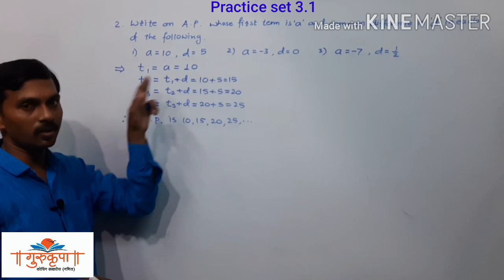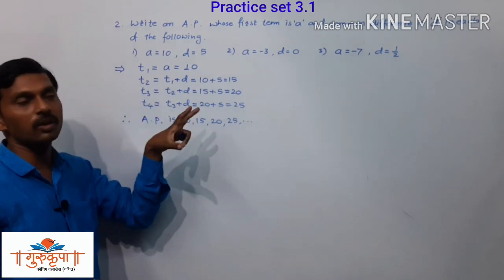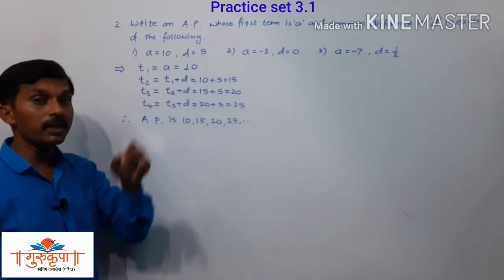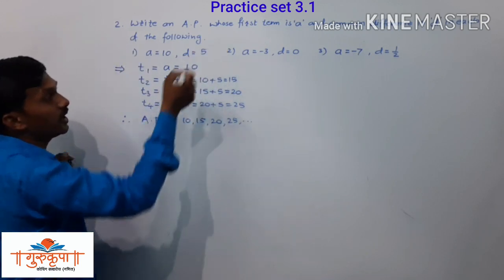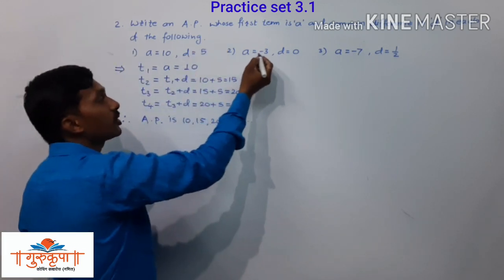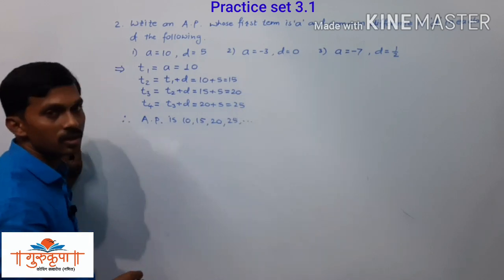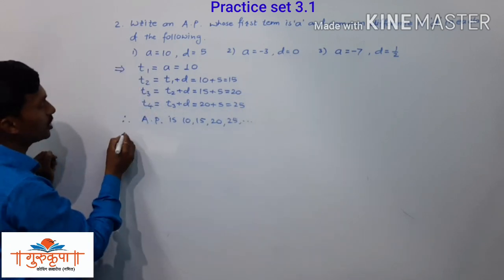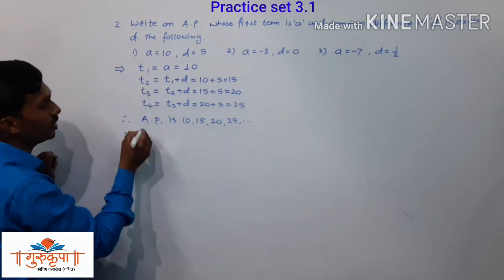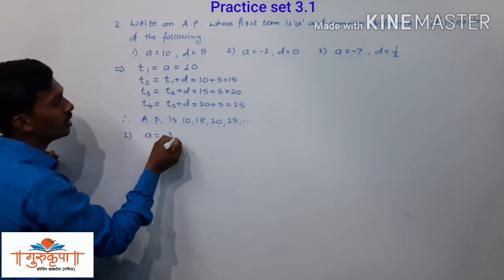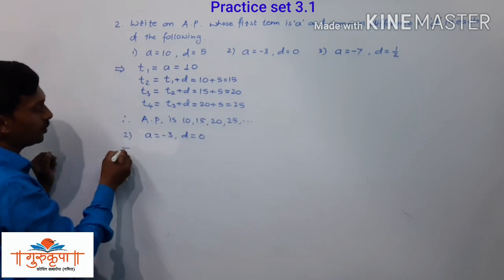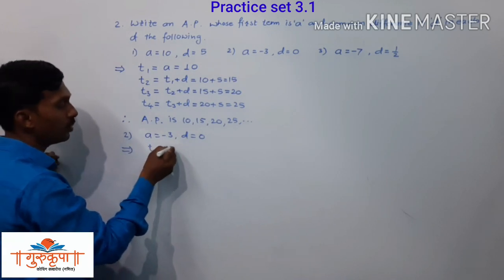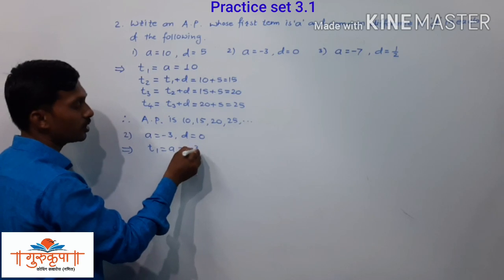No need to get all the terms, and we are not getting all the terms since there are infinite terms in the AP. Now here we will solve the second example. Here we have given first term minus 3 and common difference 0. Here we have to write the answer of the second question. In the second question we have given A is equal to minus 3 and D is equal to 0. Now here we will get the first term, that is T1 is equal to A is equal to minus 3.